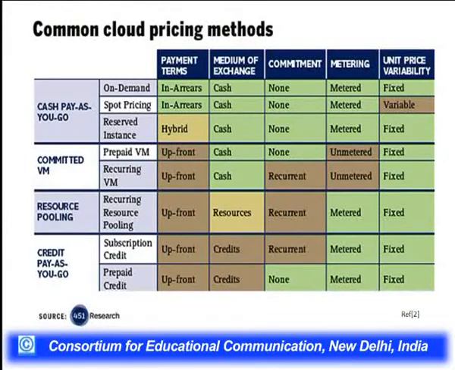Apart from that, unit pricing is fixed for all the cloud pricing models except for the spot pricing model. In the spot pricing model, you need to bid for the resources, so the unit price is not fixed, it is variable. So these are the 4 different pricing models available in the public cloud market at present: pay as you go, committed VM, resource pooling, and credit pay as you go.